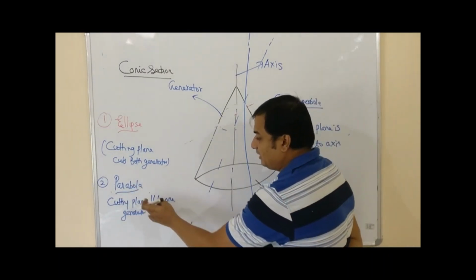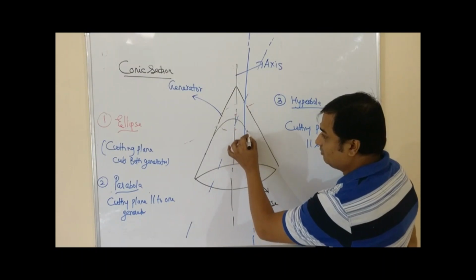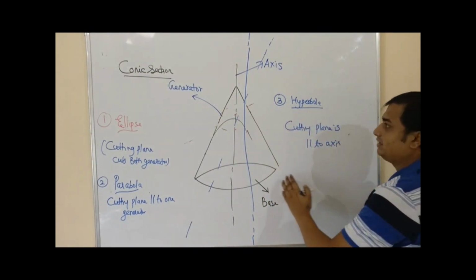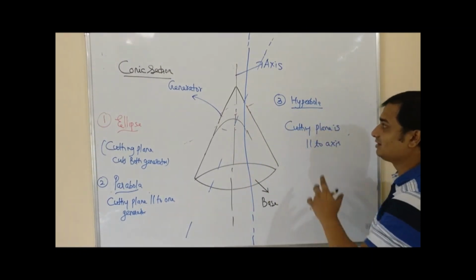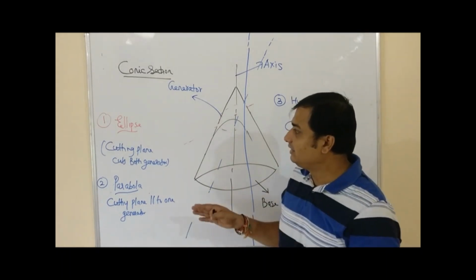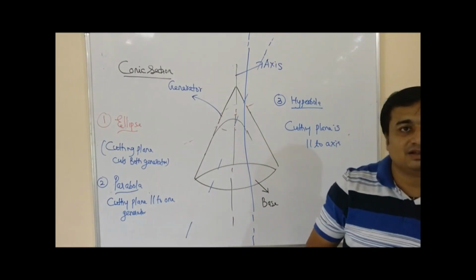Second, when the cutting plane is parallel to one of the generators, you can see the curve that will be parabola. And the third, hyperbola, when the cutting plane is parallel to the axis, in that case the curve generated will be hyperbola. That's why these three engineering curves are called conic sections, because they have been generated by cutting the right circular cone.